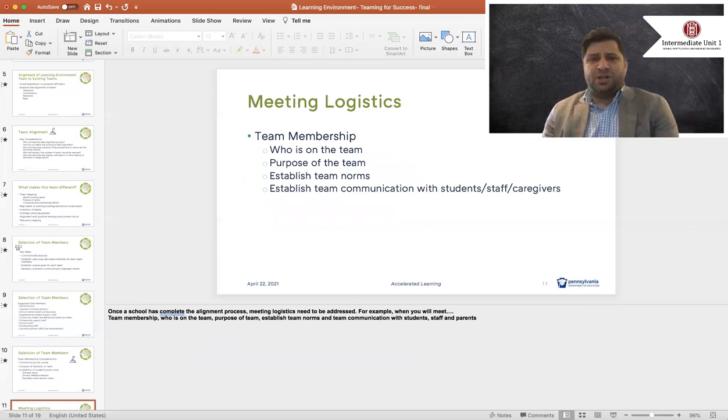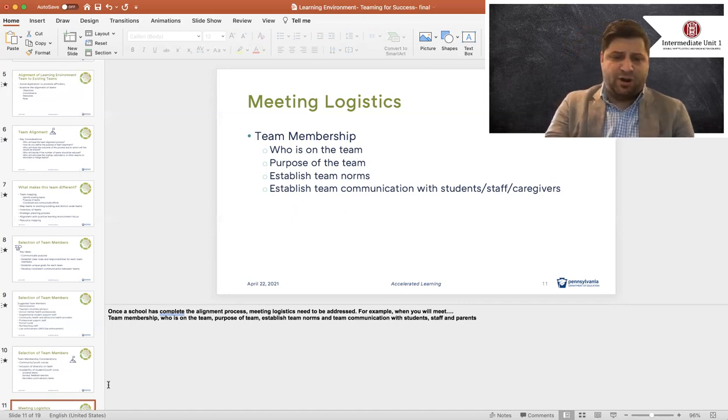Once a school has finished the alignment process, we then want to look at, okay, what are the meeting logistics? Who's on the team, when will we meet, what's our purpose. We want to establish the norms of the team, the roles and responsibilities, who's doing what, and what's this communication going to look like? How are we going to communicate with students, staff, and caregivers? So this is one of the final steps.